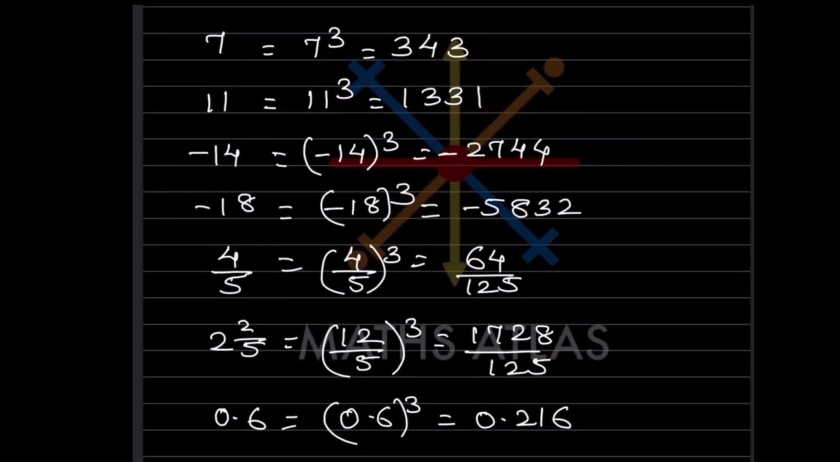Minus 14 cube means, now see here, this is an odd exponent. Whenever the exponent is odd, you have to write the negative sign. If it was minus 14 raised to 5 also, it would have been negative, and then whatever the answer, you have to multiply 14 here 5 times. So here we have to multiply 14 3 times, so you get 2744. Same over here. Because this is cube, so minus and then 18 you have to multiply 3 times.